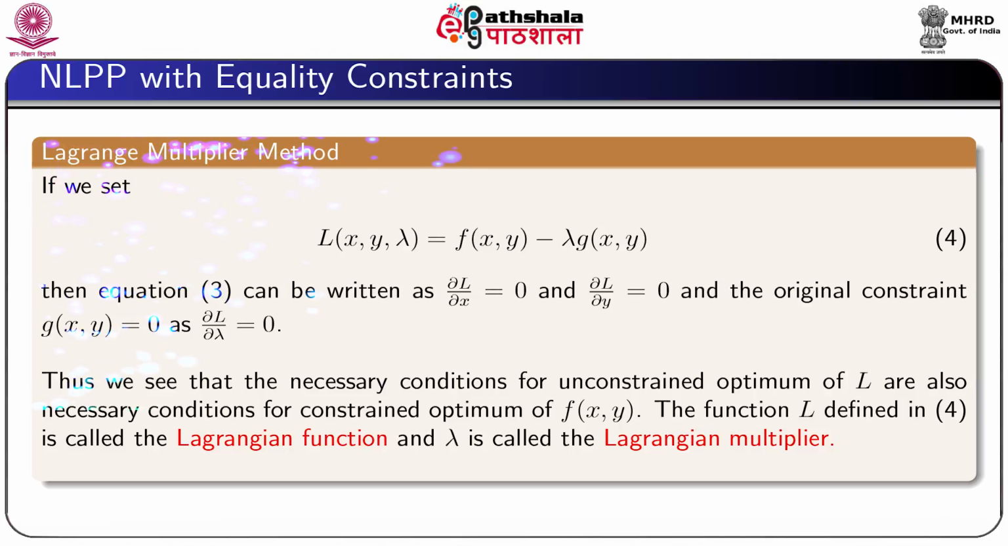In other words, the necessary conditions for an unconstrained optimum of L are also the necessary conditions for constrained optimum of f(x, y). Hence, the function L defined in equation 4 is called Lagrangian function and lambda is called the Lagrangian multiplier.